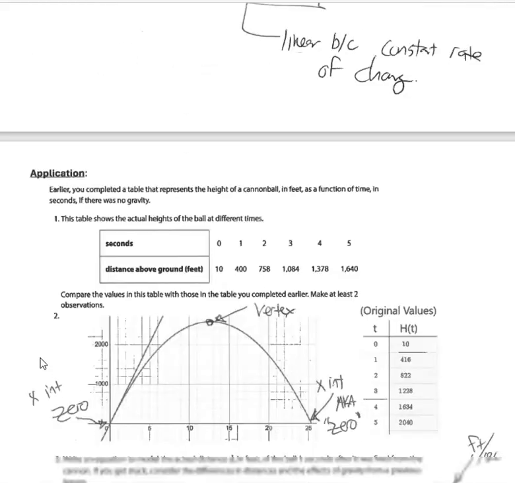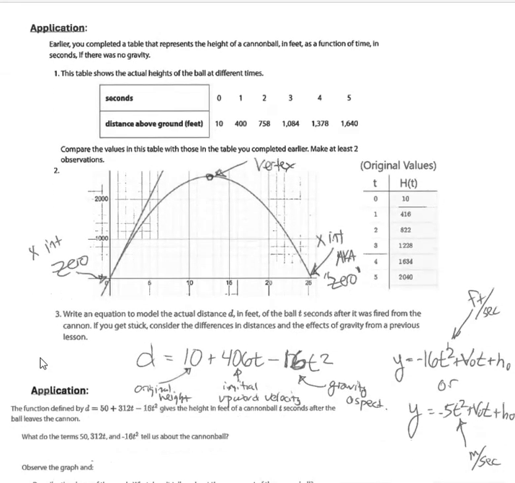Next. Now this next problem is slightly different. What they say is, take a look at the table. This is when we do have gravity as part of it. And they were supposed to make 2 observations basically. Some of the observations students made was they both start at 10. They're both going up.